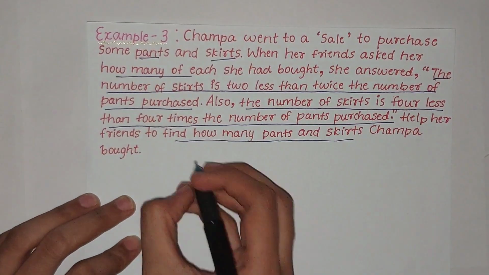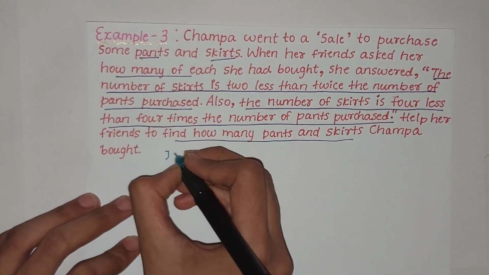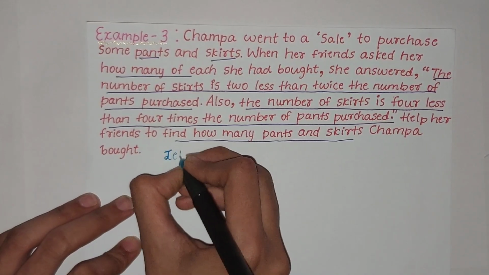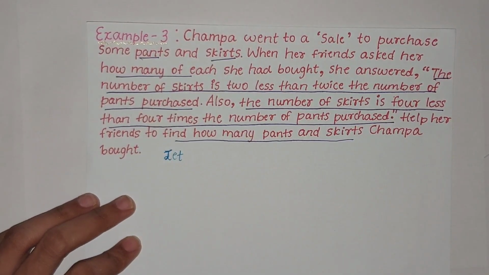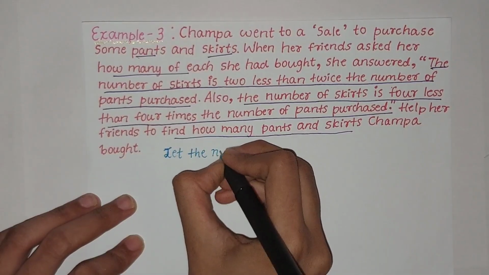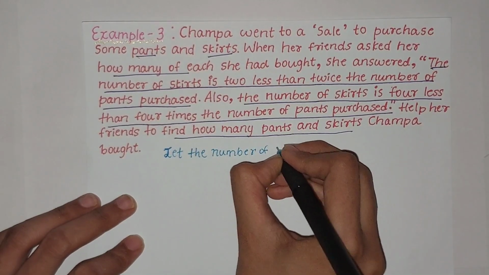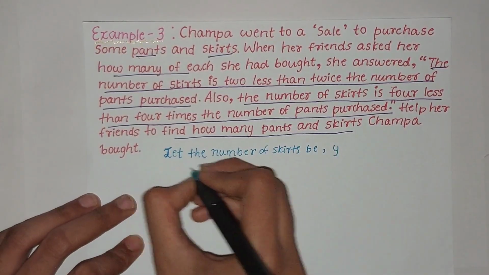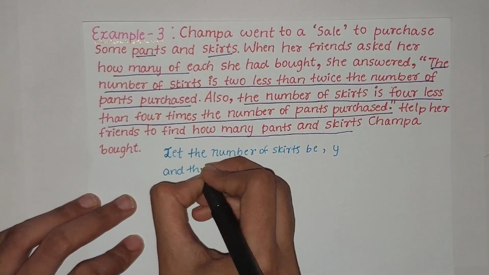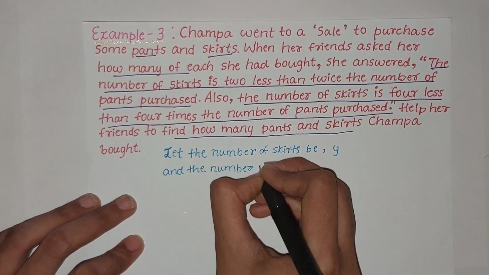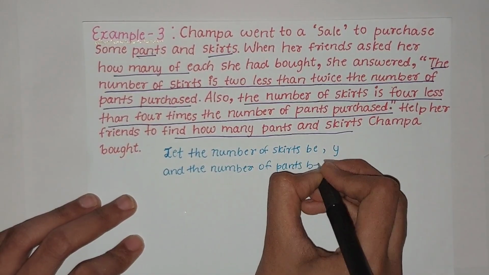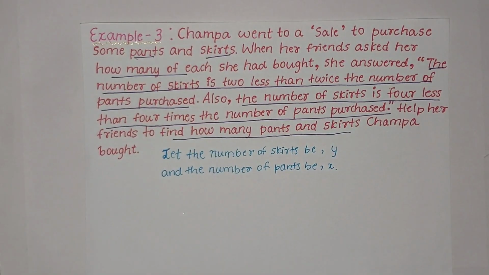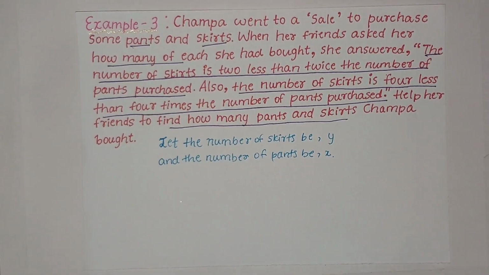The number of skirts. First of all, let me assume some things. Let the number of skirts be y, and the number of pants be x. I've taken this according to your textbook so that you don't get confused. I could take this as x and this as y, but you shouldn't get confused after seeing your textbook. That's why I have taken the same format.